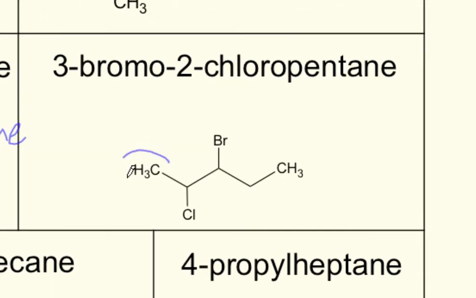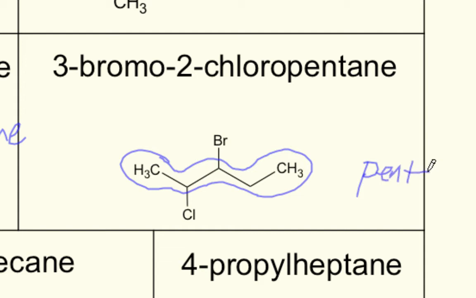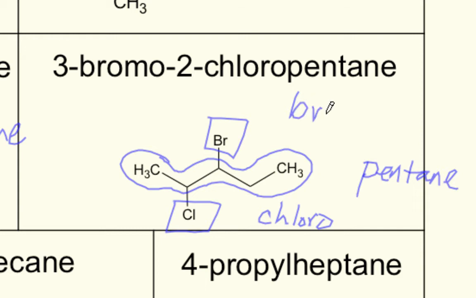All right, longest continuous chain regardless if it bends and curves. So sometimes when you have these line structures, the program will actually put the carbons on the end, and they did in this case, and sometimes they're not there. So in this case, they are there. So I have 1, 2, 3, 4, 5. I have 5 carbons, so that gives me the last name of pentane. And I have a substituent, in this case, of chloro. And I have a substituent, another halogen, bromo.